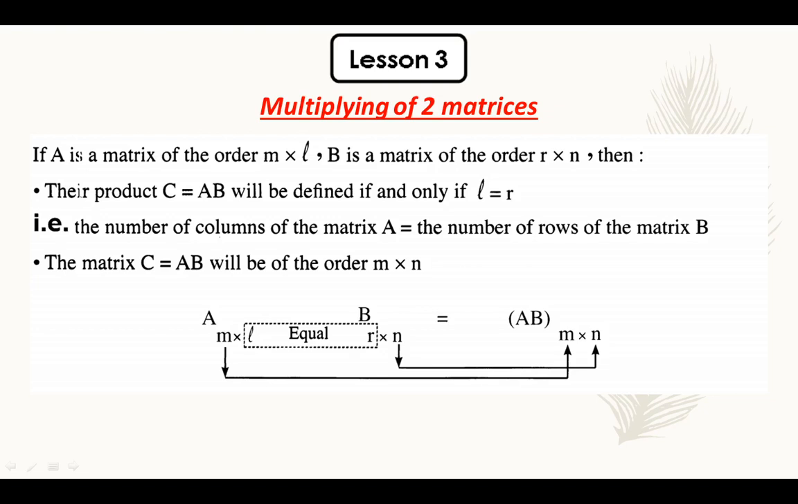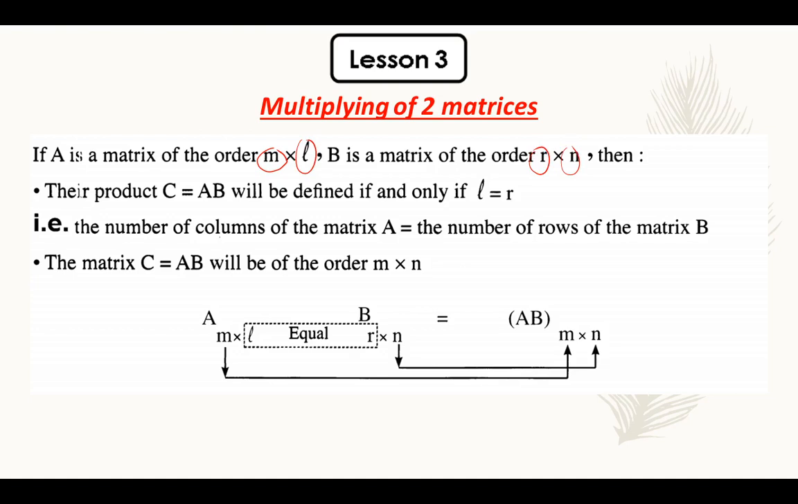Multiplying of two matrices. If A is a matrix of order M times L, that means that M is the number of rows and L is the number of columns. B is a matrix of order R times N. That means that R is the number of rows and N the number of columns.